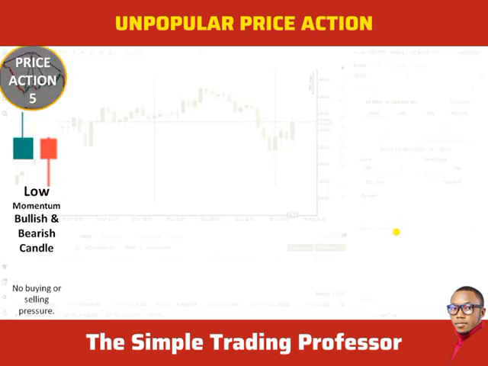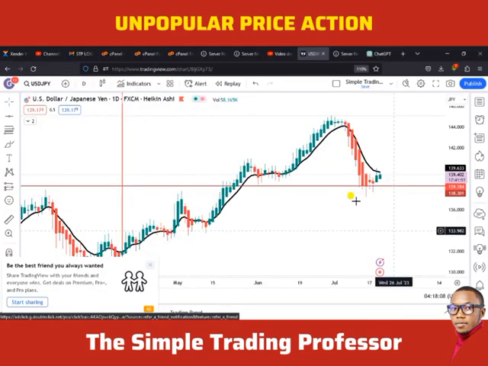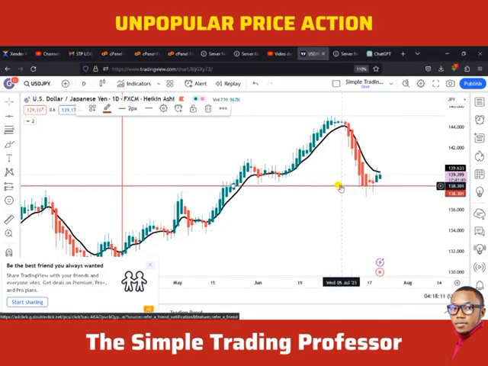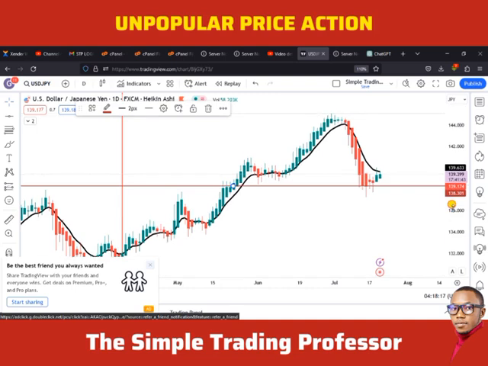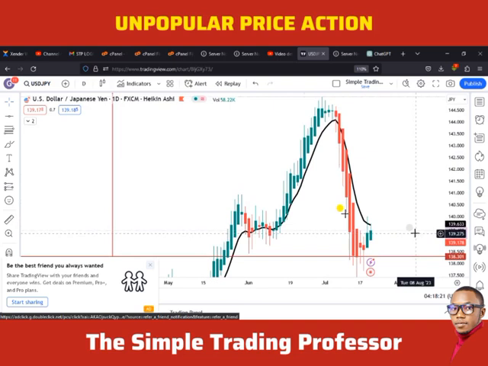So let's talk about the fifth price action candle, which is the low momentum bullish and bearish candle. Low momentum bullish and bearish candle. Before we talk about that, let's go to the live chart even. So you see on the live charts, you see this. Let's expand this for you to see. You see this bullish movement. We caught this bullish movement.